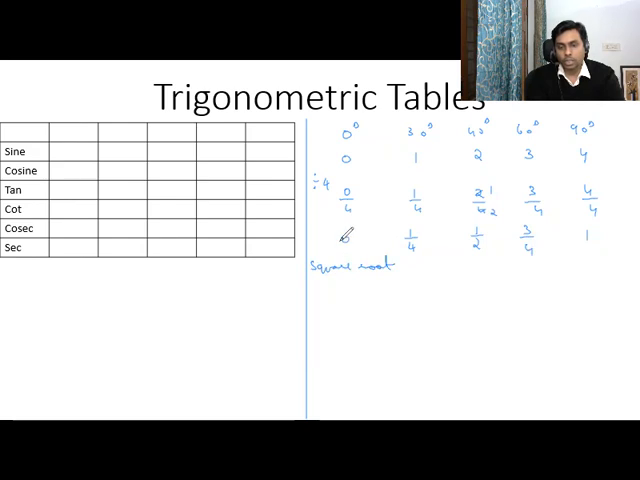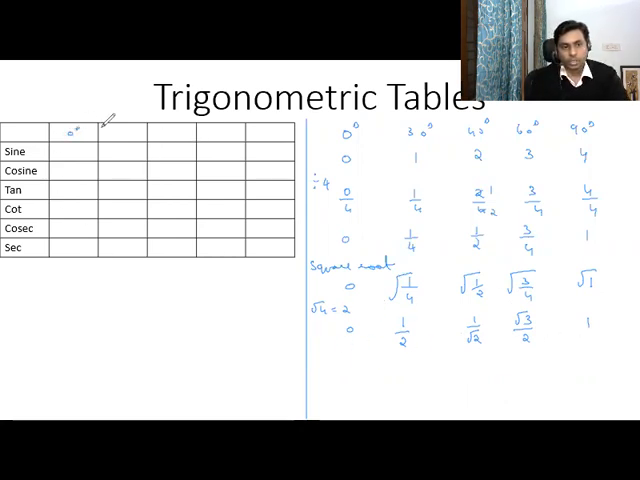Square root of 0 is 0. Square root of 1 by 4, square root of 1 by 2, square root of 3 by 4, and square root of 1. Square root of 0, 0 as it is. Square root of 1 is 1. Square root of 4 is 2. Correct? Root of 4 is 2. So square root of 1 by 4 is 1 by 2. Square root of 1 by 2, I am writing it as 1 by root 2. Square root of 3 divided by root 4. Root 4 is 2. So root 3 by 2. Square root of 1 is 1. This, what you got, is the sine values.